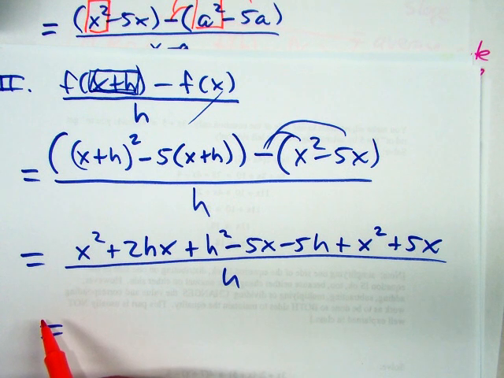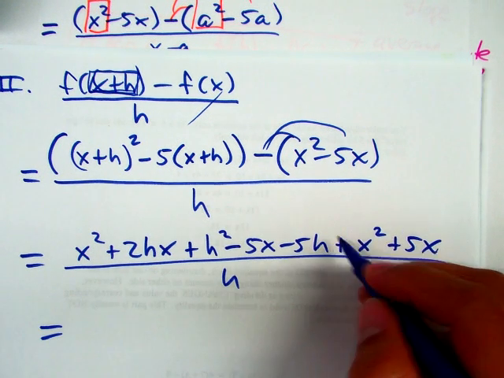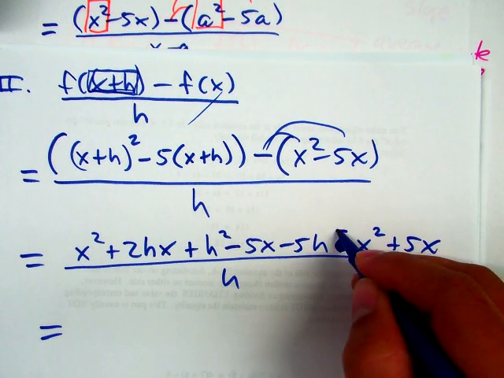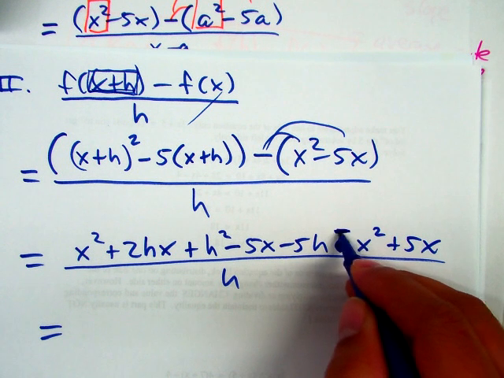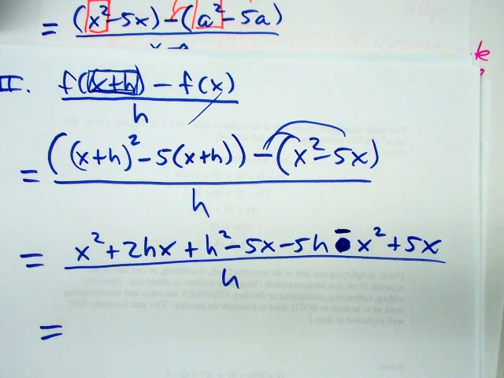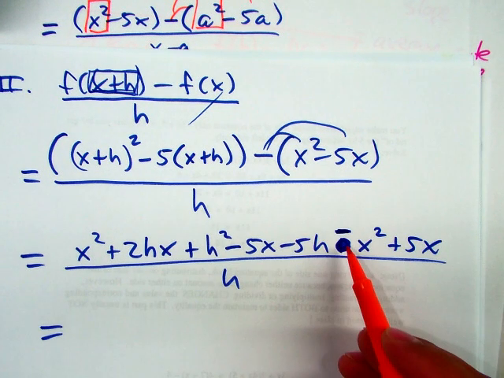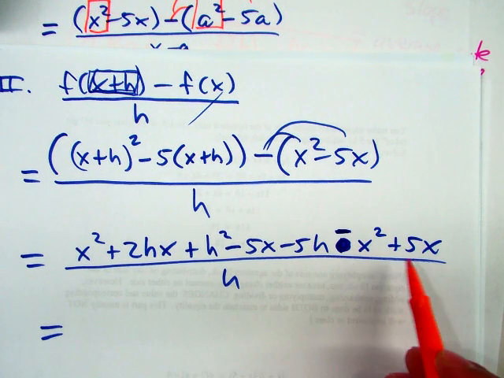What cancels out? Whoa. Hold on a minute. Big mistake back here. That was a negative x squared. I distributed the negative incorrectly. I had a plus here. It should have been minus x squared and then plus 5x. So those cancel out. So what cancels? x squared, 5x.